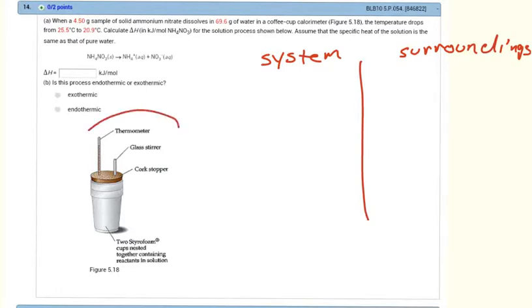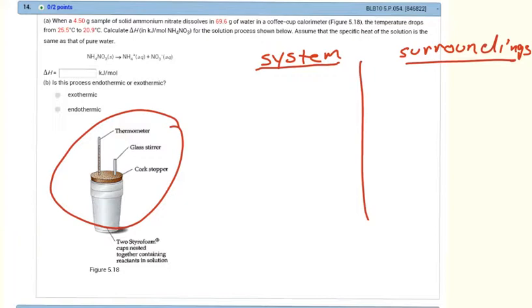Number 14 looks like it's a calorimeter problem. And whenever we're doing a calorimeter problem, it's a good idea to divide the world up into the system and the surroundings. The surroundings are always water in a calorimeter, because that's what's in the cup. The system in this case is when ammonium nitrate dissolves.